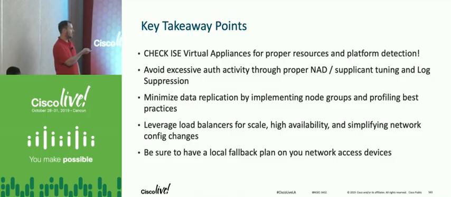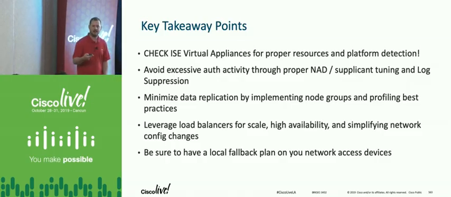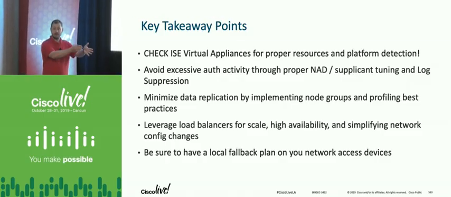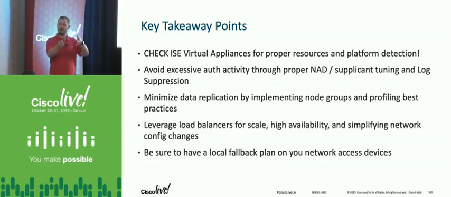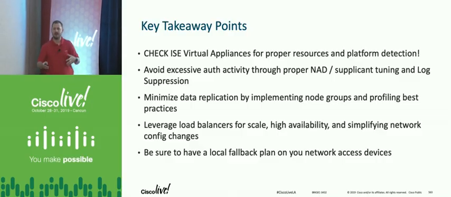Finally, be sure to have a local fallback plan on your network access devices. Make sure you have either a VIP with a load balancer, or you're appropriately scaling and having the fallback. So primary, secondary, potentially tertiary as well.